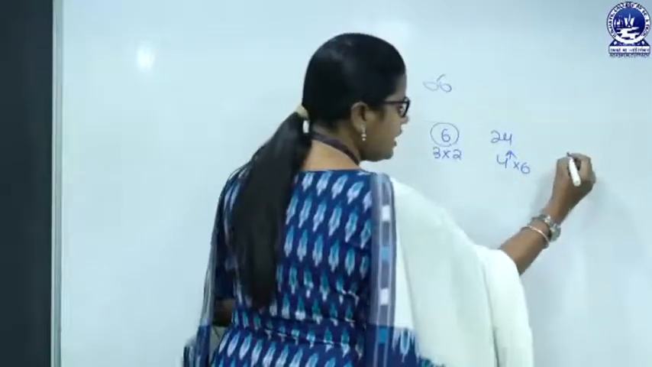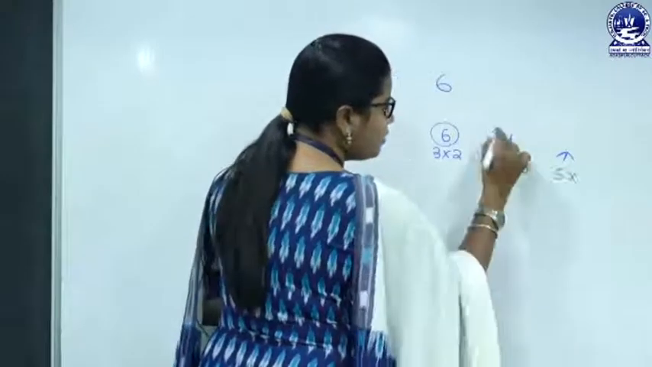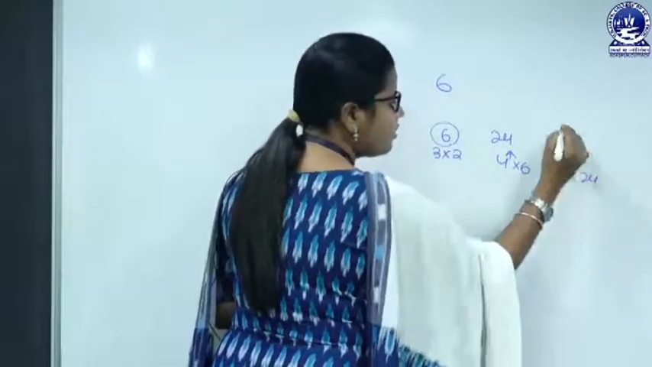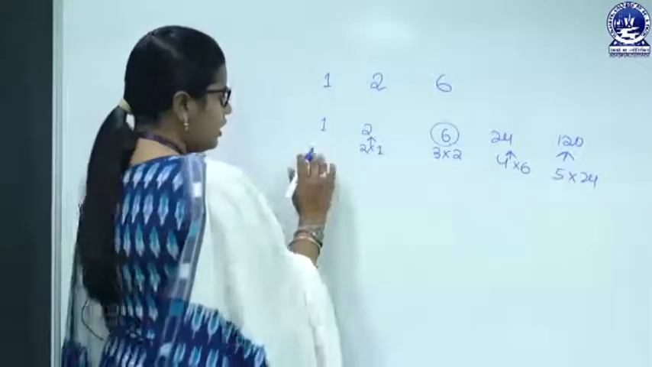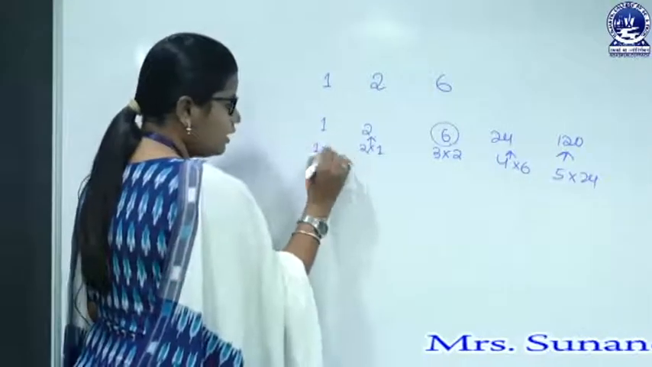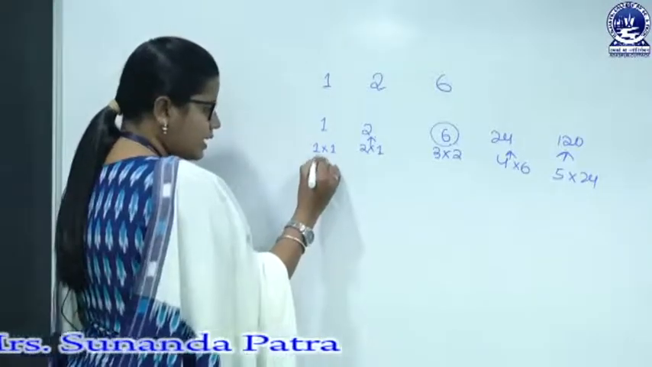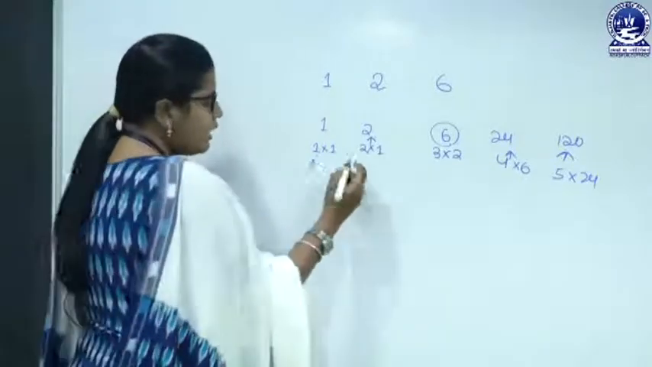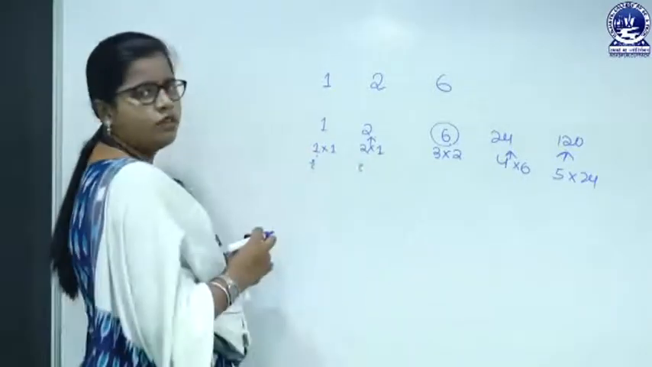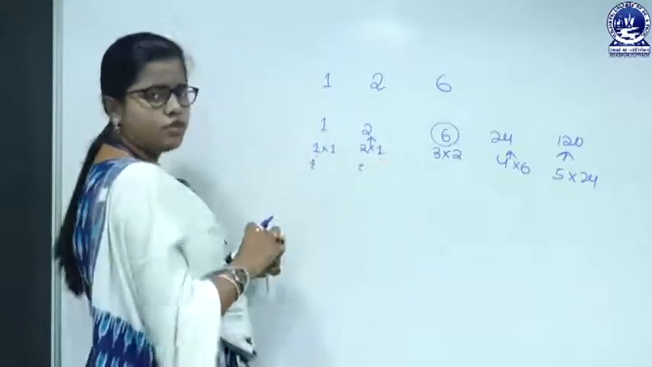Then what will be the next? Suppose the next is 5. 5 into the previous number 24, 5 into 24 is 120. So here I am taking 1 into 1. Suppose this one is I, then I equals 1, so 1 into 1. Then I will be 2. 2 into the previous number, that is 1. 2 into 1 is 2.